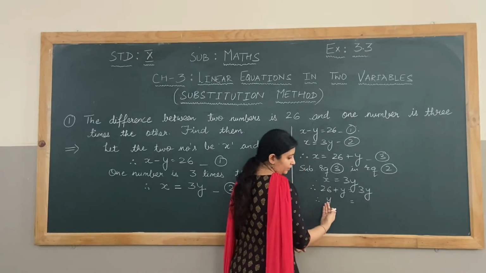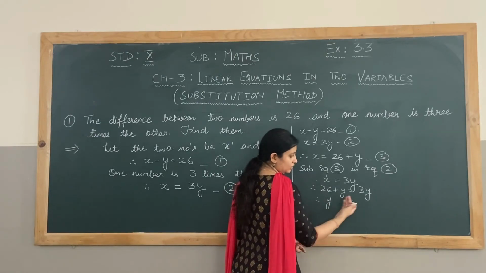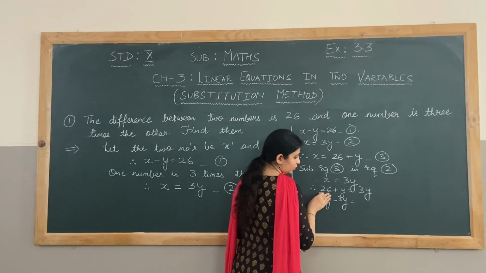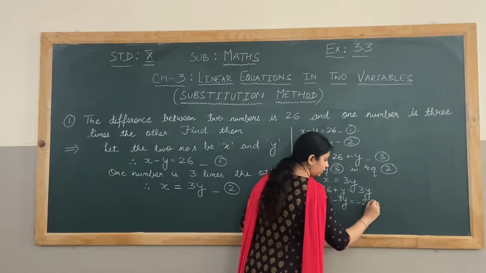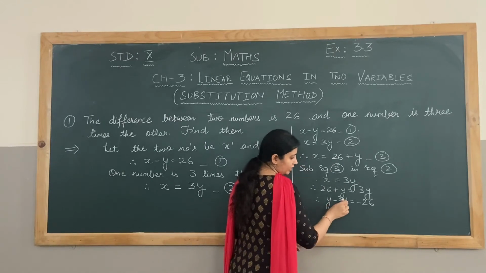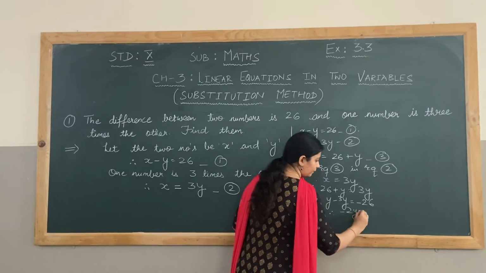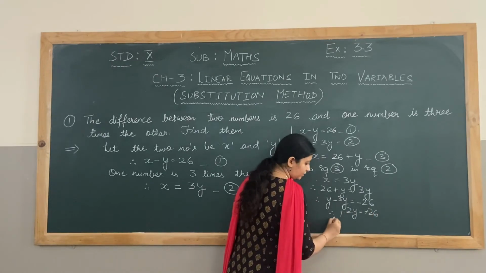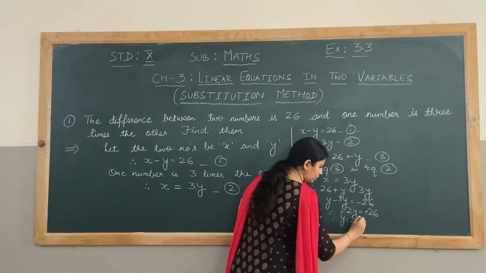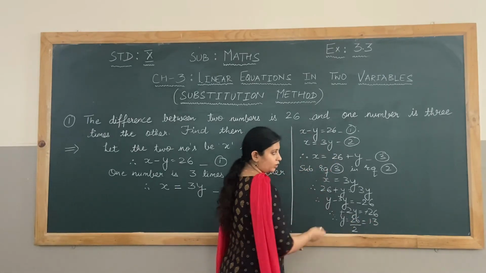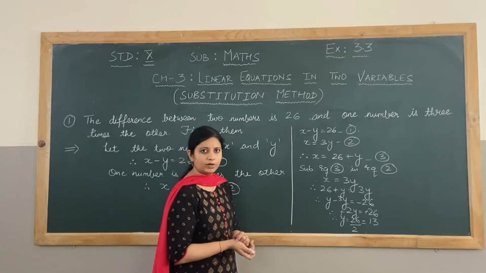This 3y I will be taking on the LHS. So, plus 3y will become minus 3y. And this plus 26, when it goes to the other side, will become minus 26. Therefore, y minus 3y, that is minus 2y, is equal to minus 26. Minus minus cancel. Therefore, y is equal to 26 by 2. That is equal to 13. So, I got the value of y. y is equal to 13.